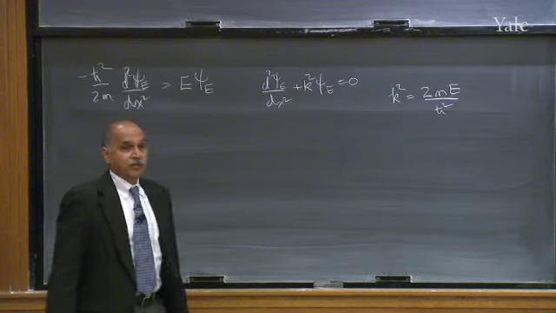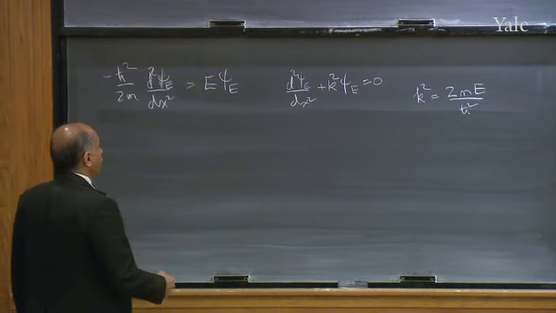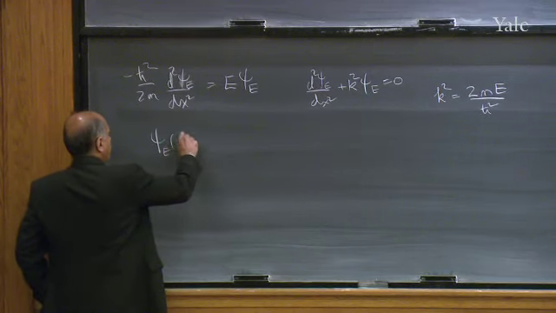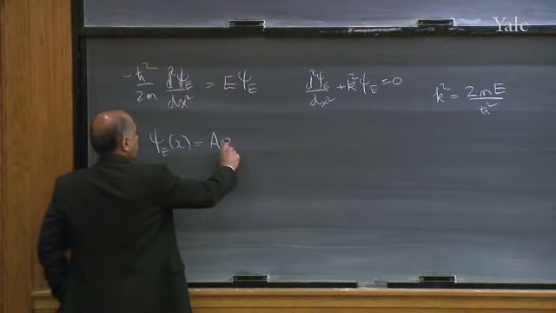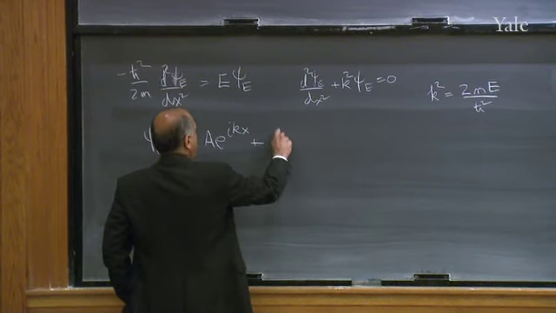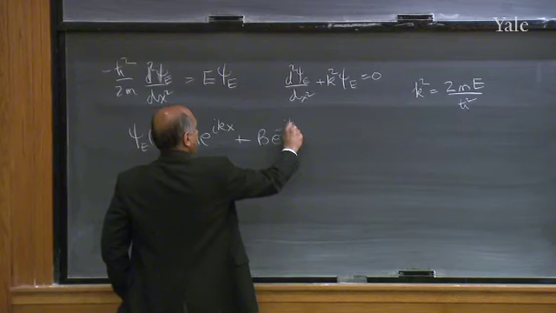We can write them in terms of sines and cosines, but I want to write them in terms of exponentials, and the solution was, there are two solutions. One is e to the ikx, where k is defined that way. The other is e to the minus ikx.